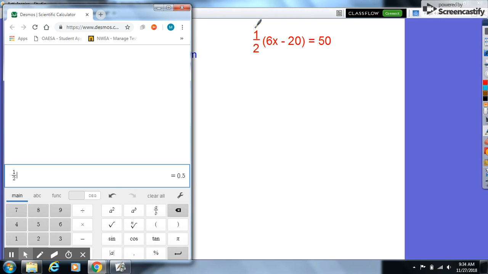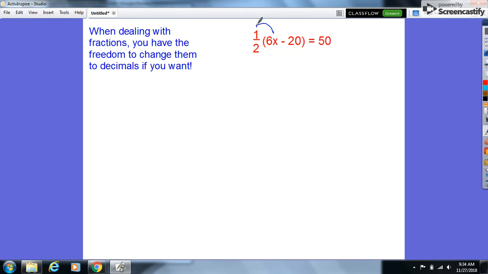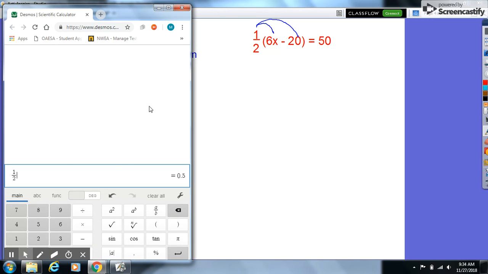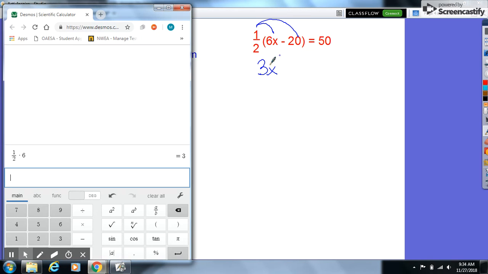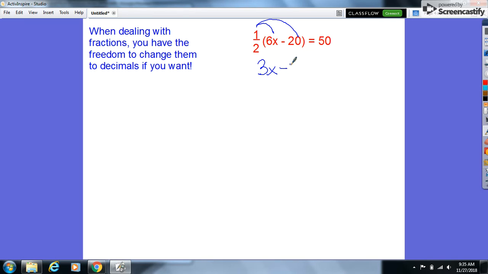Now, if you remember, I'm going to need to take this 1/2 and multiply it by both terms inside. So if I come back to my calculator, 1/2 times 6 is first. That gives me 3. So I've got 3x. And then I've got 1/2 again times 20. That's going to give me a 10. There's a minus there, so that's a minus 10 equals 50.